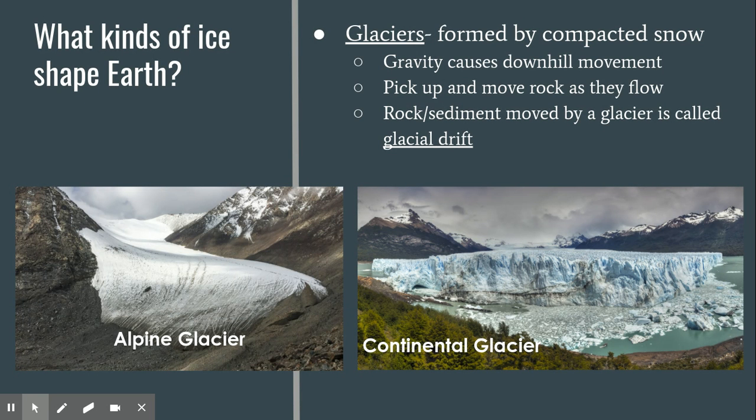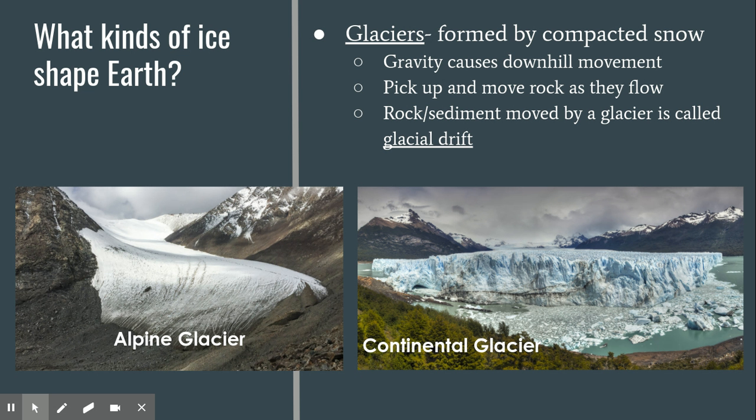Usually alpine glaciers are a little bit smaller because they're found in the valleys. Continental glaciers are huge ice sheets. And continental glaciers are where we also get the icebergs, where they break off and land in the ocean. The rock and the sediment that's left behind by a glacier, that's what we call glacial drift. So you might see that term around, glacial drift.